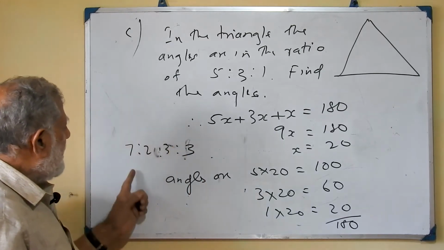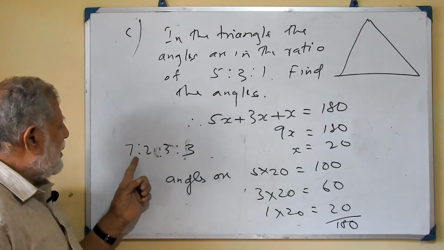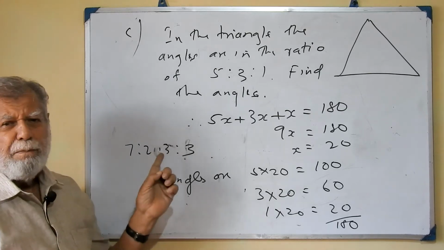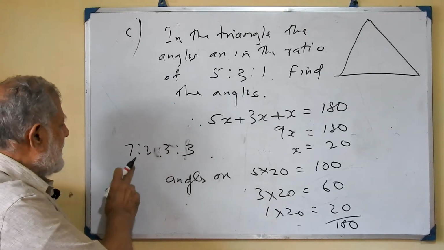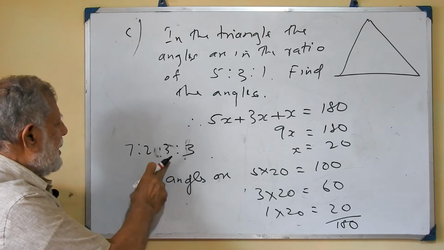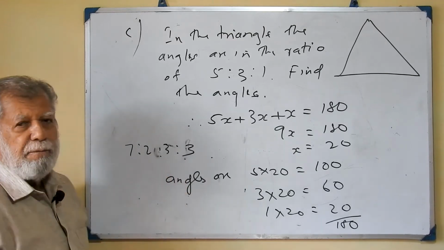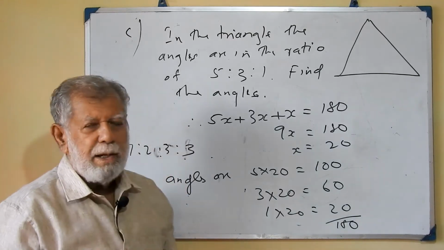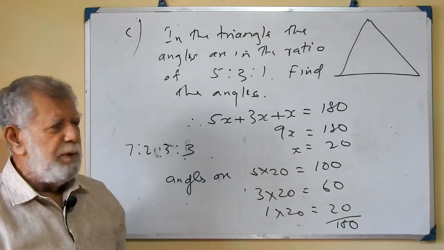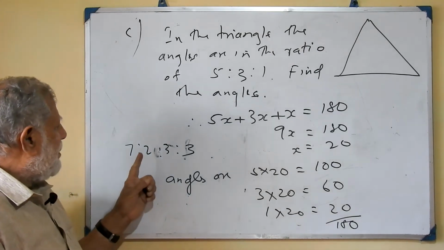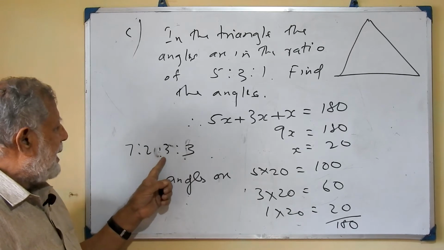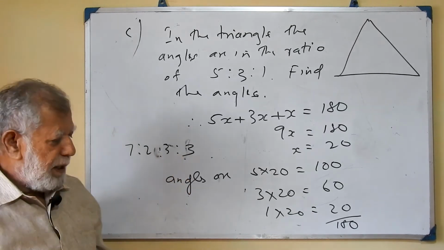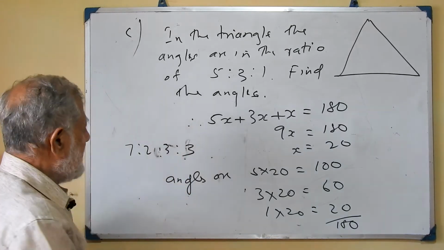Again 3. So 7 is to 2 is to 3. We have to add all: 7 to 9, 9 to 12, 12 to 15. So 15 parts. We put this as x: 7x, 2x, 3x and 3x. Now we know that angles of a quadrilateral add up to 360 degrees. So what we should do is put 7x plus 2x plus 3x plus 3x is equal to 360 degrees and solve the equation.